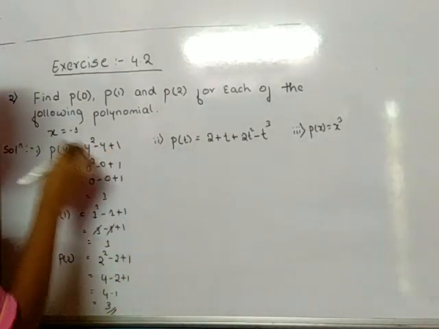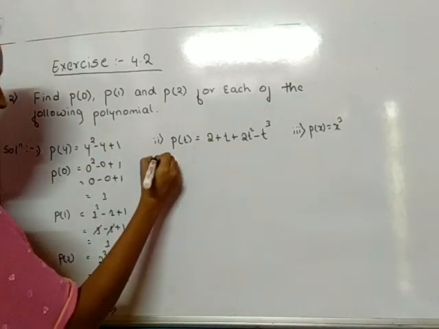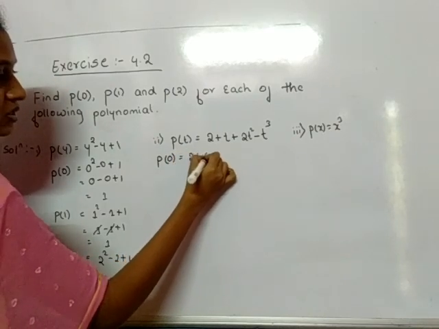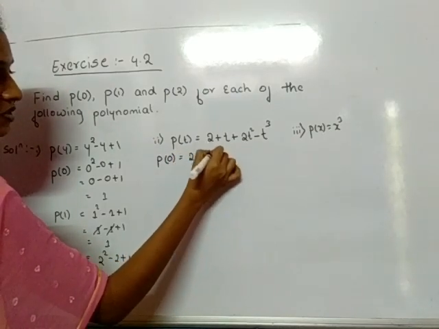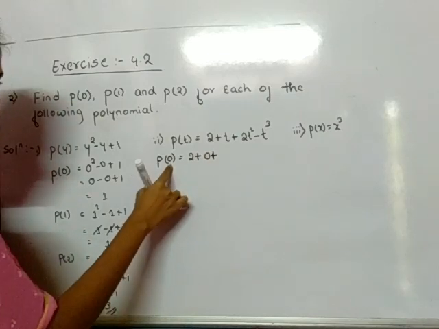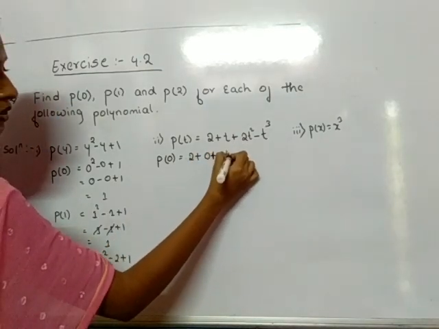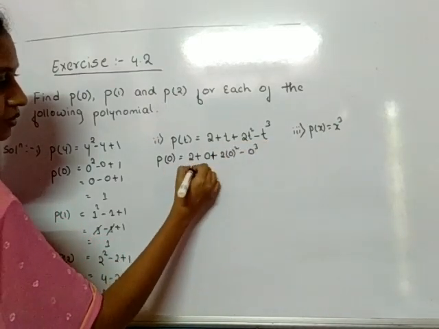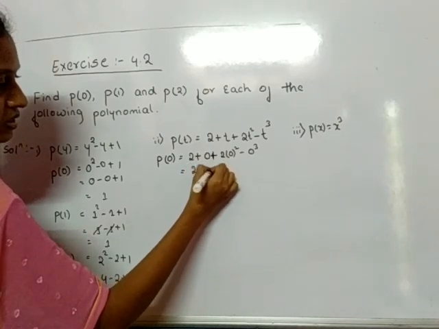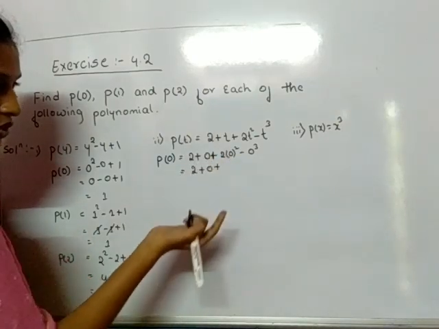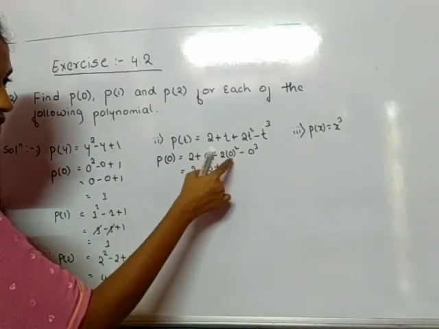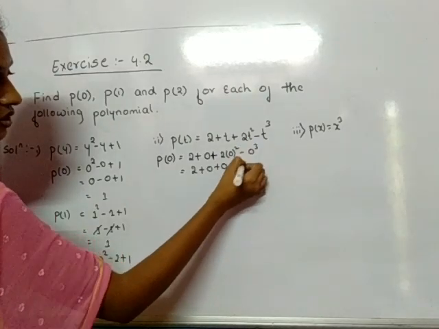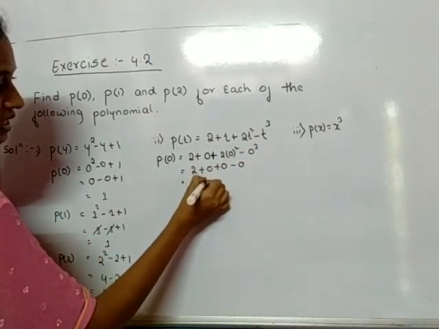Similarly for the second one, P of 0 is equal to 2 plus 0. In place of t, I am substituting 0 here because they have given 0, right? Plus 2 into 0 square minus 0 cube. Now 2 will keep as it is, this 0 plus 0. If you multiply 0 for n times, we get 0 only, right? That 0 into 2 means 0, minus 0 into 3 means again 0 only. So we get the answer as 2.